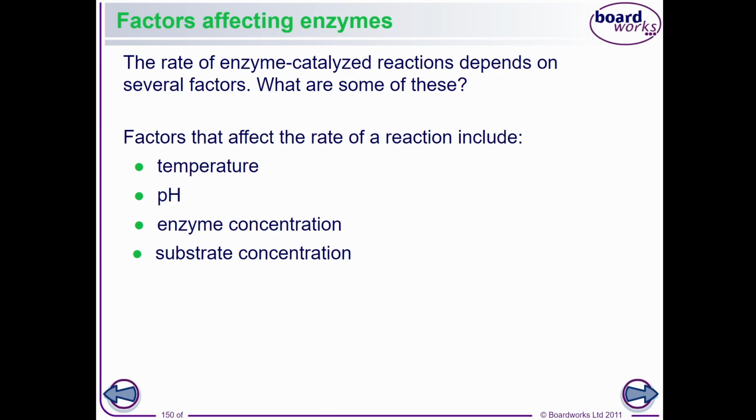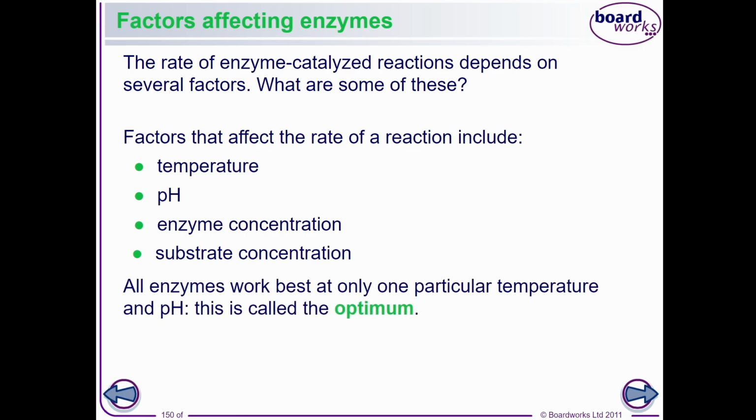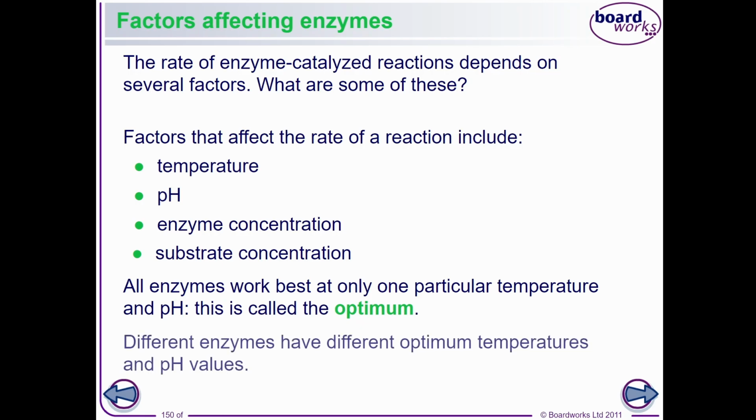If you change temperature and pH, enzymes oftentimes unwind or become denatured, and they won't work as well. Now, if you slightly change temperature or pH, you might be able to speed up the action of that enzyme, but you have to be careful. So all enzymes work best at only one particular temperature and pH, and that would be its optimum temperature or its optimum pH. And different enzymes have different optimums, whether it's temperature or a pH value.